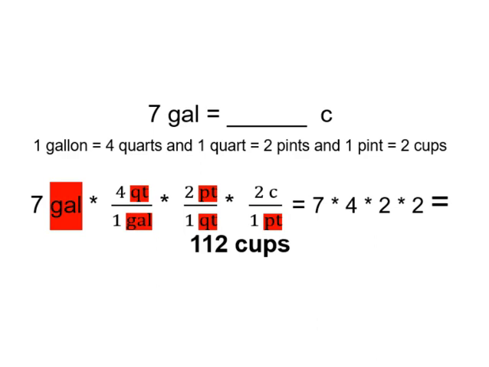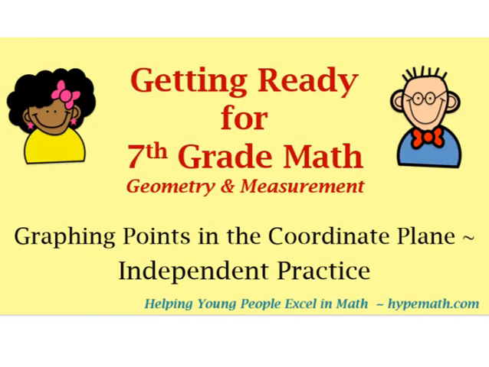And as you can see, we are able to cancel out our gallons, cancel out our quarts, and cancel out our pints, and the only unit of measurement we have left is cups. So we multiply 7 times 4 times 2 times 2, and that is equal to 112. So 7 gallons is equal to 112 cups. Great job. This will conclude our section for converting for capacity. Now we will move to our graphing points in the coordinate plane.